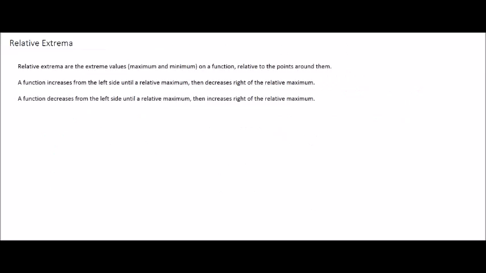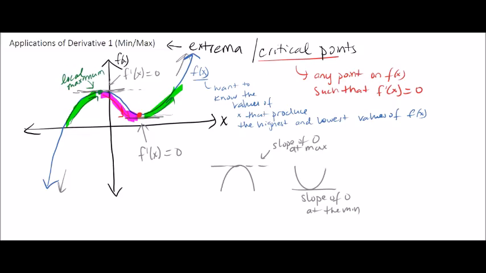So let's look at the definitions of relative extrema. Relative extrema are the extreme values of a function relative to the points around them. In other words, what we saw on the previous page, this is a relative maximum over here, even though there are values on the function that are higher over here. And this is a relative minimum over here, otherwise known as a local minimum, or here a local maximum, even though there are lower values of the function over here.